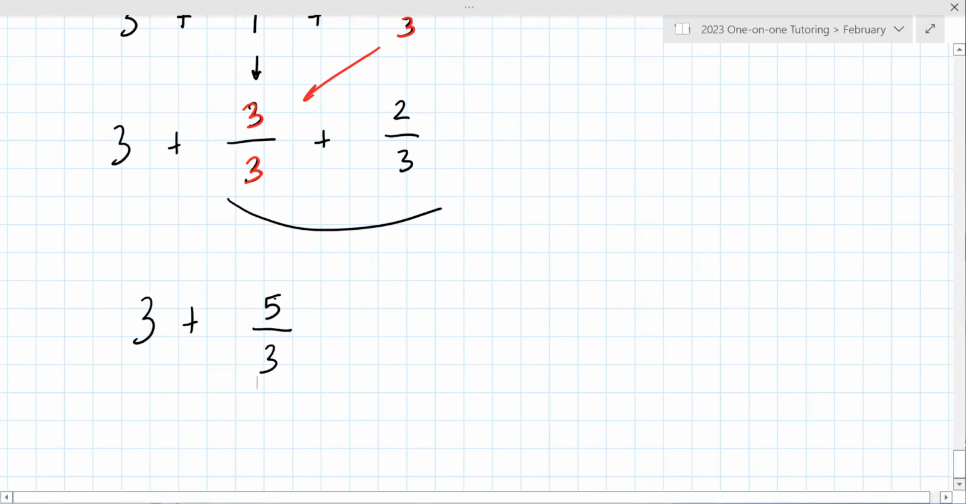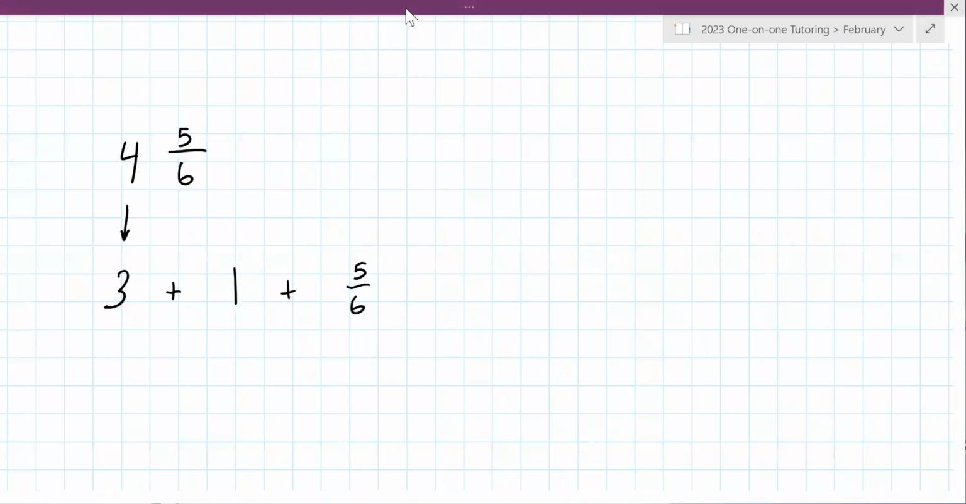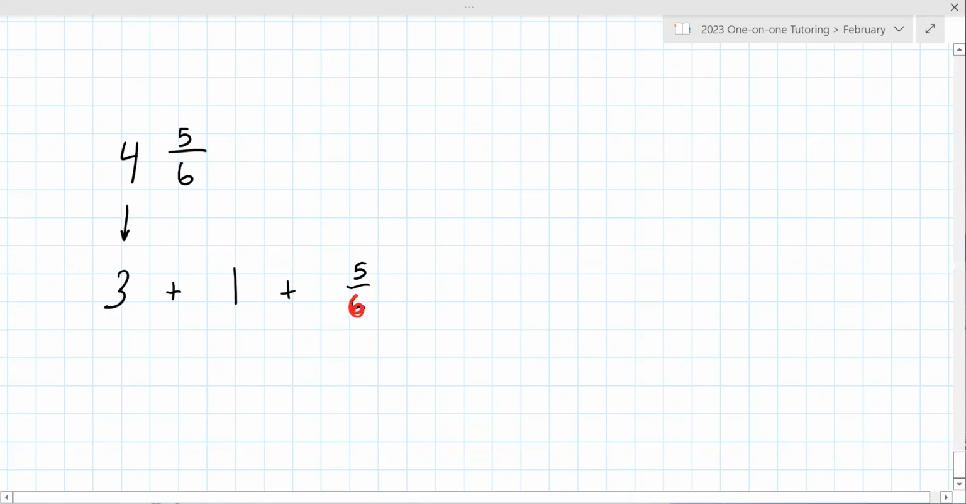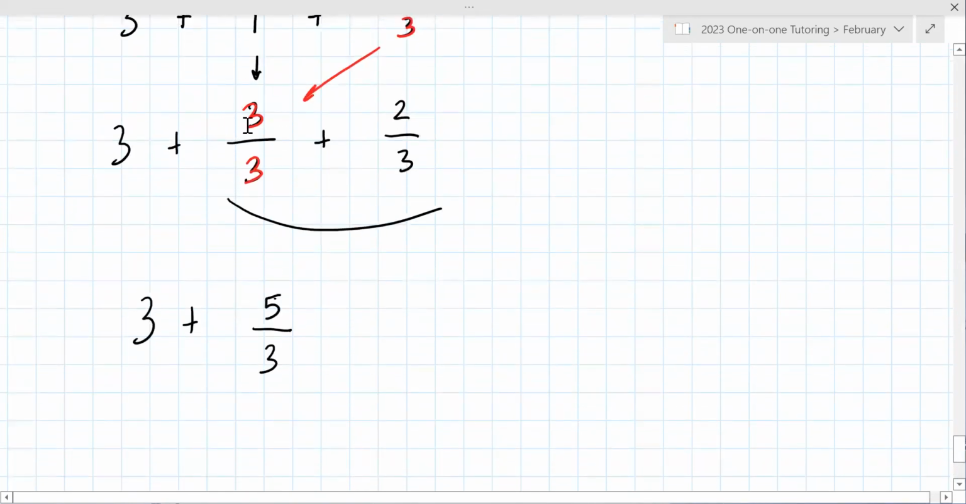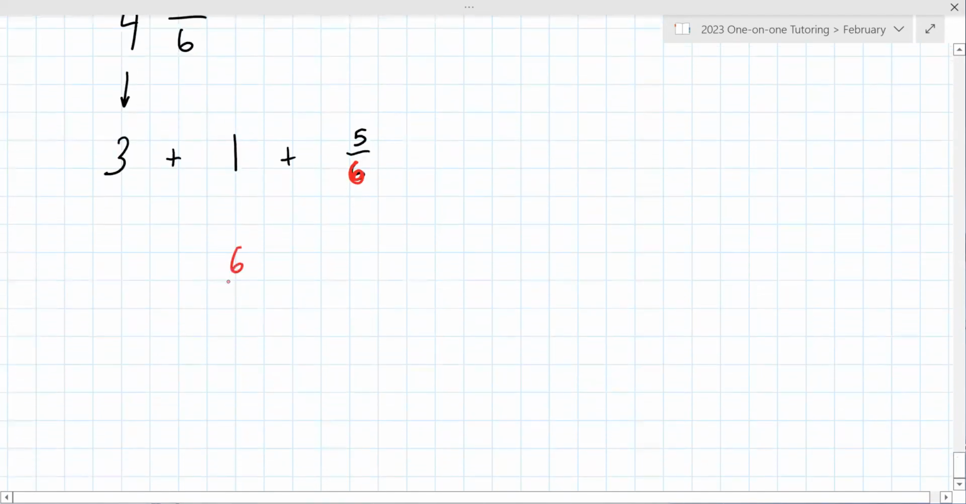All right, let's do another one here. Let's go 4 and 5/6. What are we going to break the 4 into? A 3, and plus 1, plus 5/6. Good. Now this 6 over here on the right tells you what to turn the 1 into. What does the 1 turn into? 1 divided by 6? Let's go back and look at the previous problem. Was there a 1 here? No. The same number on the top and the bottom. So this 1 becomes a 6 divided by 6.